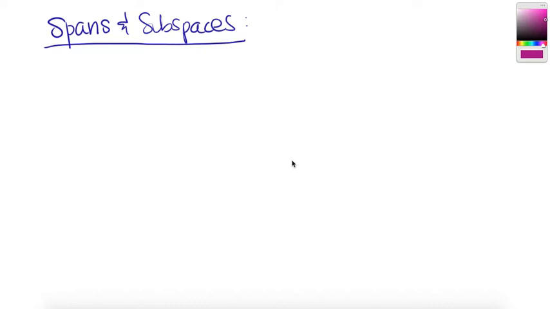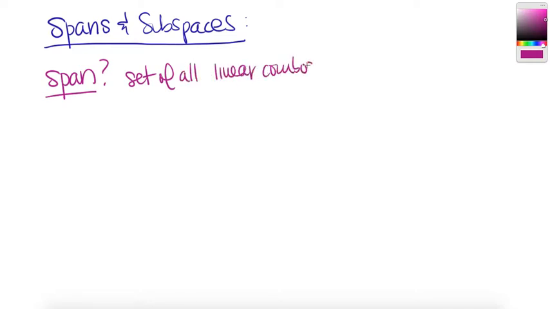All right, first thing we want to do is remember what in the heck is a span? Let's remember the span is the set of all linear combinations of a set of vectors. And we are going to start with an example. That's basically what almost this whole video is going to entail.